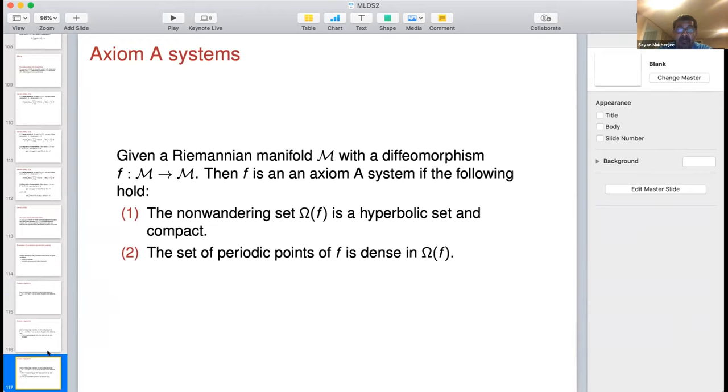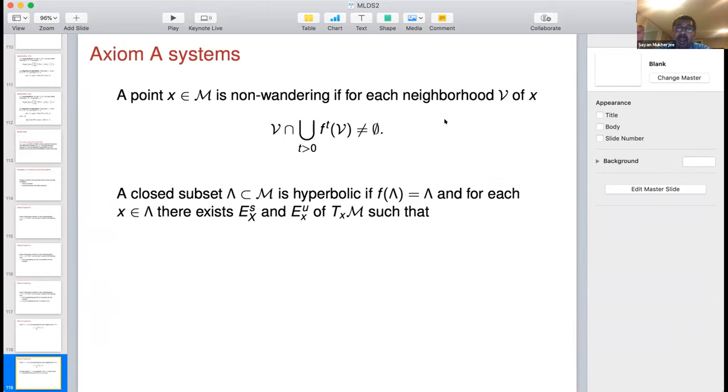A point is non-wandering if we take any neighborhood and we iterate the map, right? And intersect it with that neighborhood, right? Then that is not the null set. Okay, so basically it means it's not gonna run away, okay?